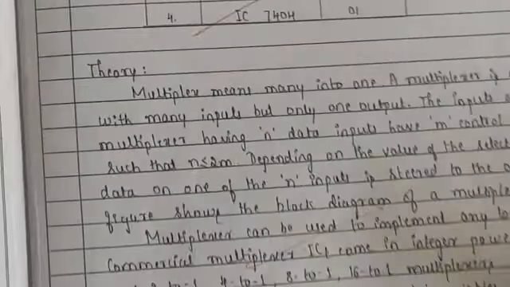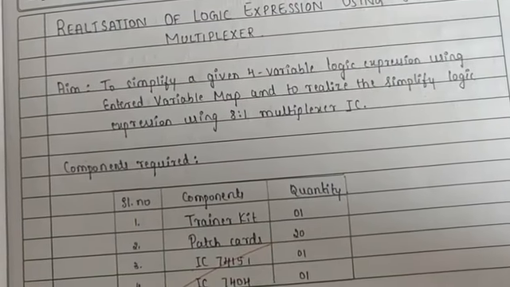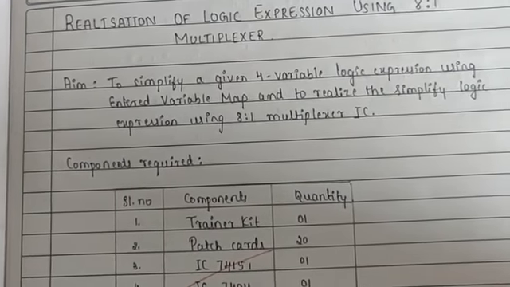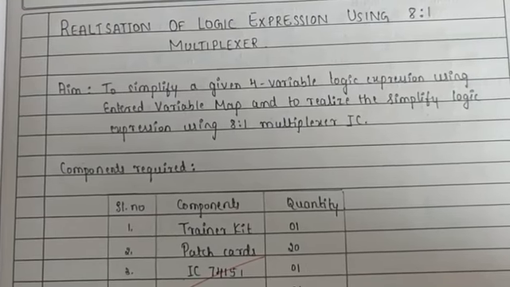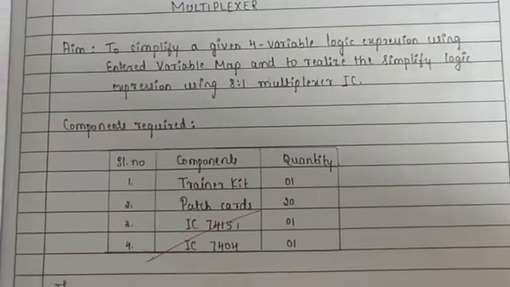We should start with the first experiment. So look at the aim of the experiment: to simplify a given 4-variable logic expression using a map entered variable, and to realize the simplified logic expression using an 8:1 multiplexer. This is the first experiment in your lab.